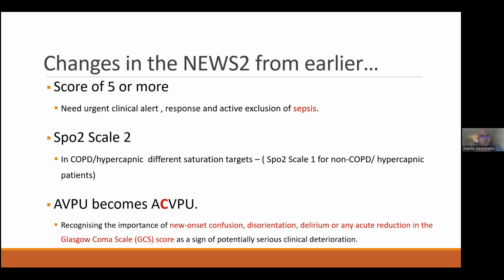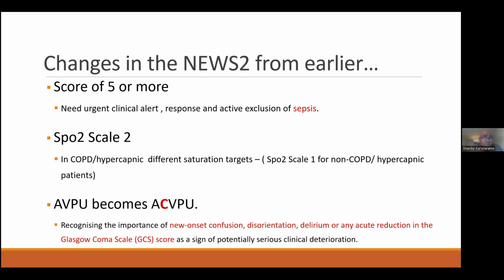In the NEWS 2 scoring system, there are 2 saturation scales, one for normal patients and one for COPD or hypercapnic patients. So they will have a different saturation target. Remember that. I have already elaborated that the AVPU previous neurological evaluation now has the added component of new onset confusion, disorientation, delirium, or dropping GCS, also taken as a score to give 3 marks.